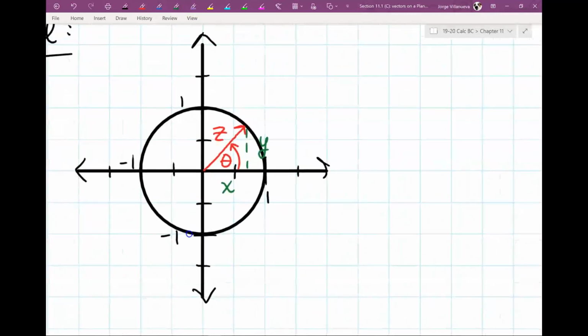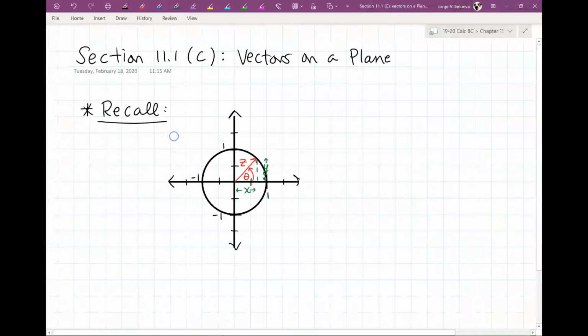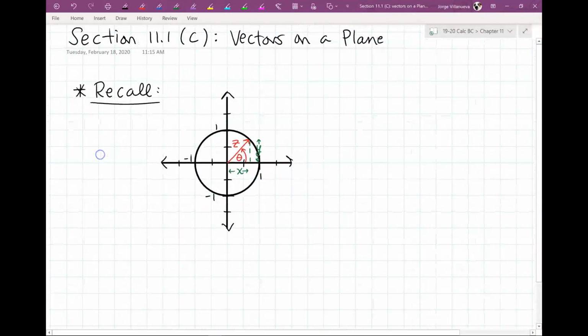Okay, I'll kind of zoom in for us here so you can see it. So x is the measurement from the origin to where the dotted green line hits. Okay, so you could say it's like from here to here. Okay, and y will be from there to there. So here's the thing. Since we know about this unit circle, then we can actually define stuff.